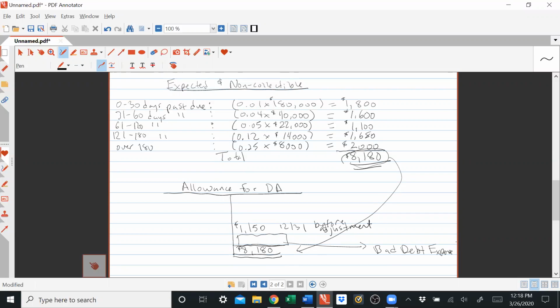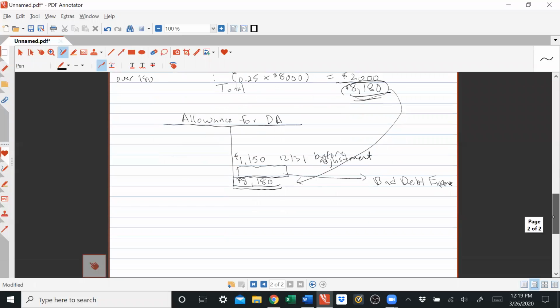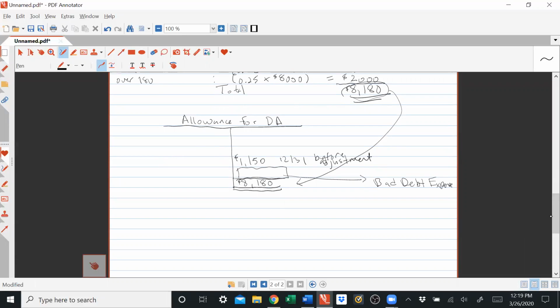This is how you get bad debt expense using the aging schedule. You get the total amount uncollectible from the aging schedule. That's the ending balance in the allowance account. And then you have to figure out the plug in the account to make the account make sense. And so 1,150 plus X has to equal 8,180. So the adjustment X is 8,180 minus 1,150, or it looks to be $7,030.